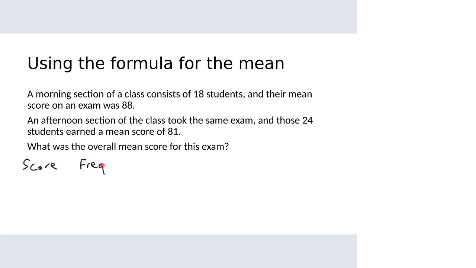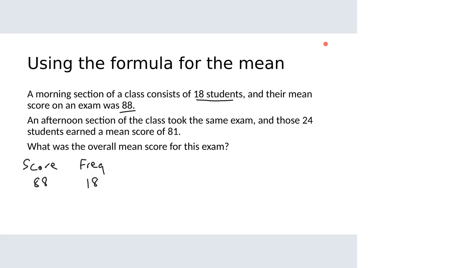And so in that morning class, the score on the exam was 88, and there were 18 students. So the frequency is 18. Now, it doesn't mean that every single student in the class earned an 88, but because we know that was the mean score, we want to give it this much weight. We want to count that 88 for 18 students. If I want to know how many points were earned, it would be 88 times 18.